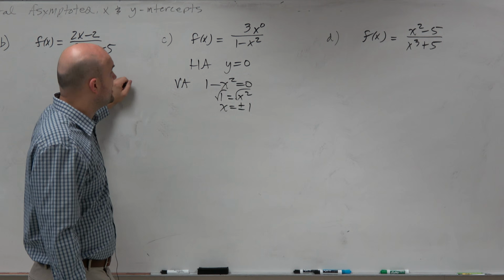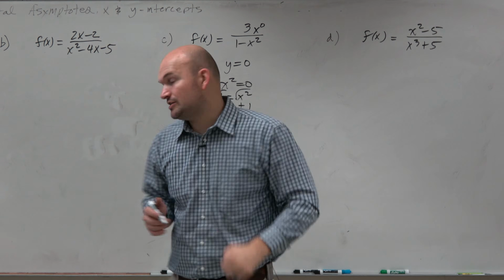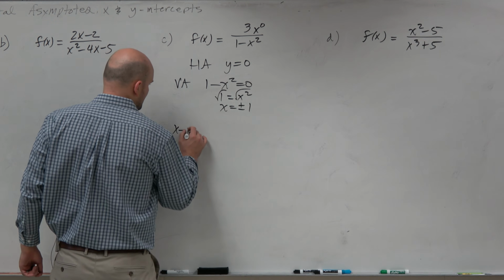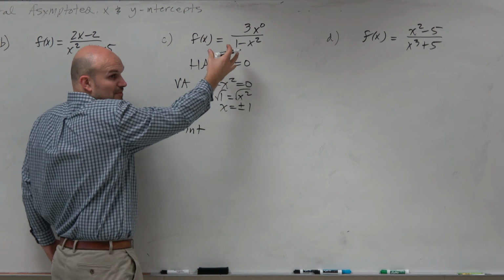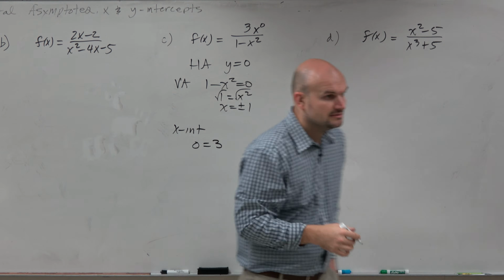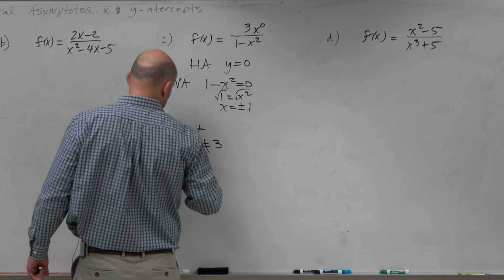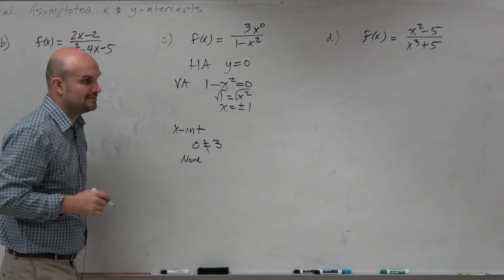All right, so we found our vertical asymptote, horizontal asymptote. Now, let's go ahead and find the x-intercept. Remember what I said, guys? Here we have a rational expression. Can I just set the numerator equal to 0? Right? And again, I have a false statement. So there is no x-intercept.